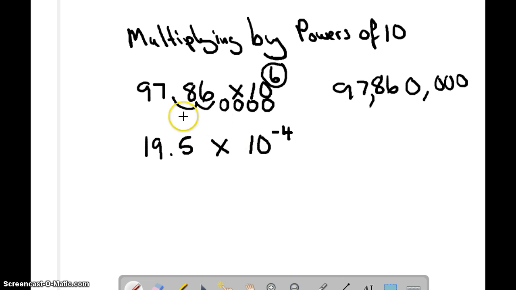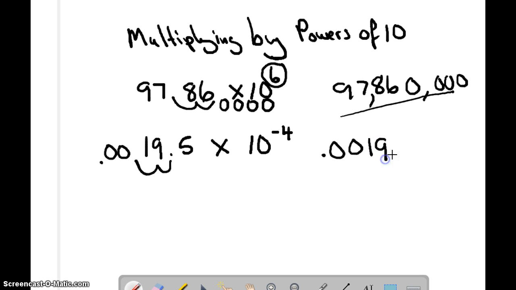Okay, so if multiplying by 10 to the 6 makes my number big, what do you think multiplying by a negative exponent makes my number? Absolutely, it makes it smaller. How many places do I move it? 4. 1, 2, 3, 4. So my answer here is 0.0195. All right.